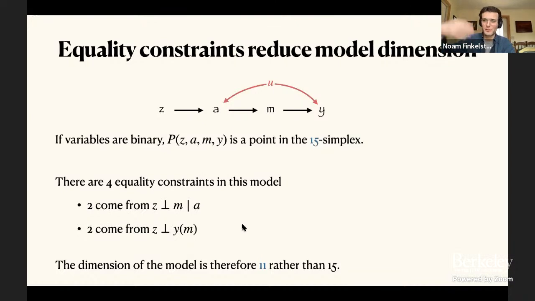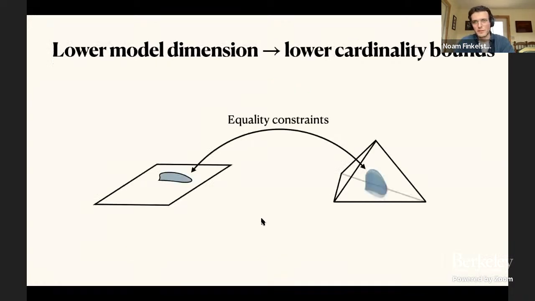Why is that? Because 4 dimensions of the model are exactly deterministic functions of the remaining dimensions. And so visually, we can think about this as lower model dimensions leading to lower cardinality bounds.